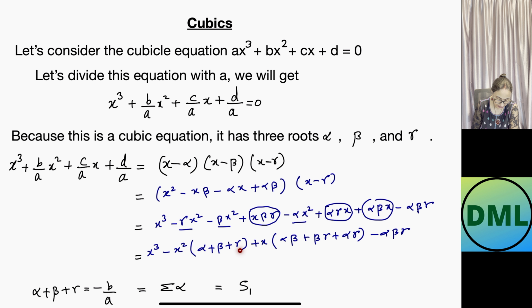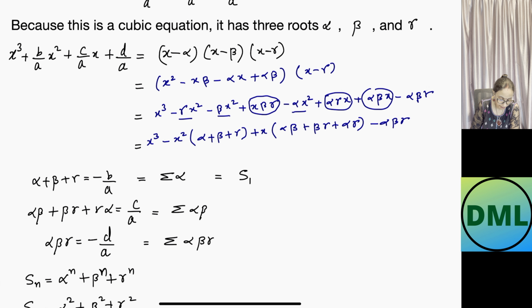In this case, we can write down all the values for alpha plus beta plus gamma. Alpha plus beta plus gamma will be written as minus b over a, which is written as sigma of alpha. This is written as S1 also because it has 3 roots. So alpha plus beta plus gamma will be written as sigma alpha, the value for which is minus b over a. If I compare the coefficient of x, I'll write down alpha beta plus beta gamma plus gamma alpha is equal to c by a.